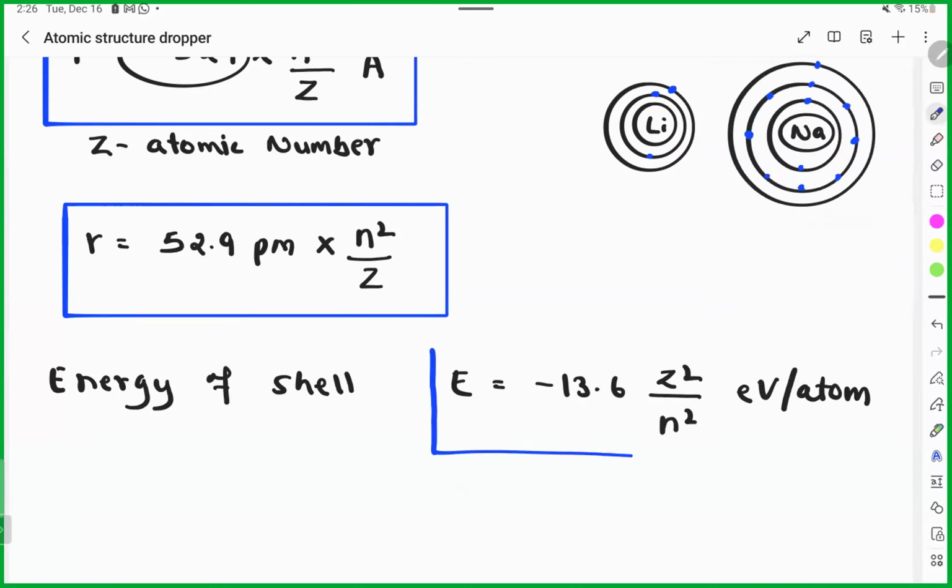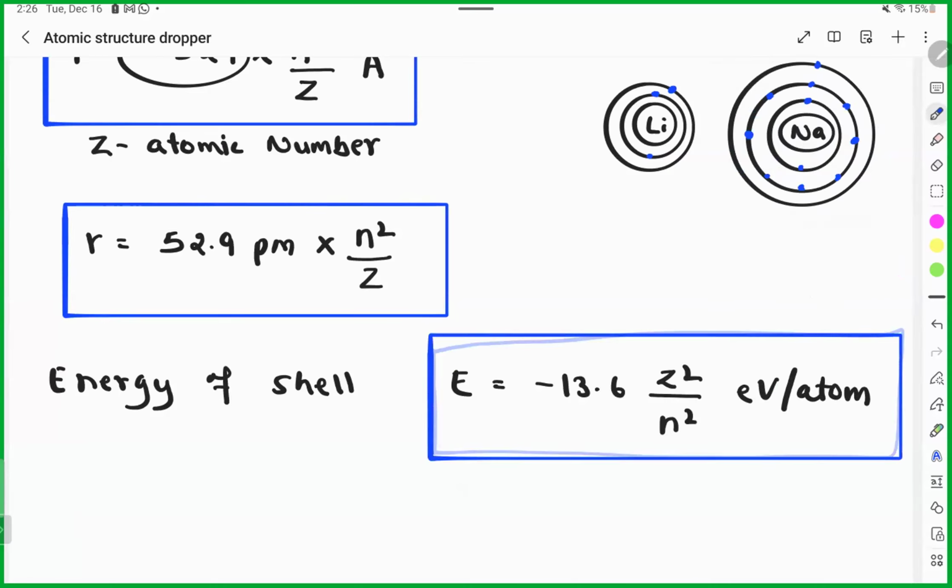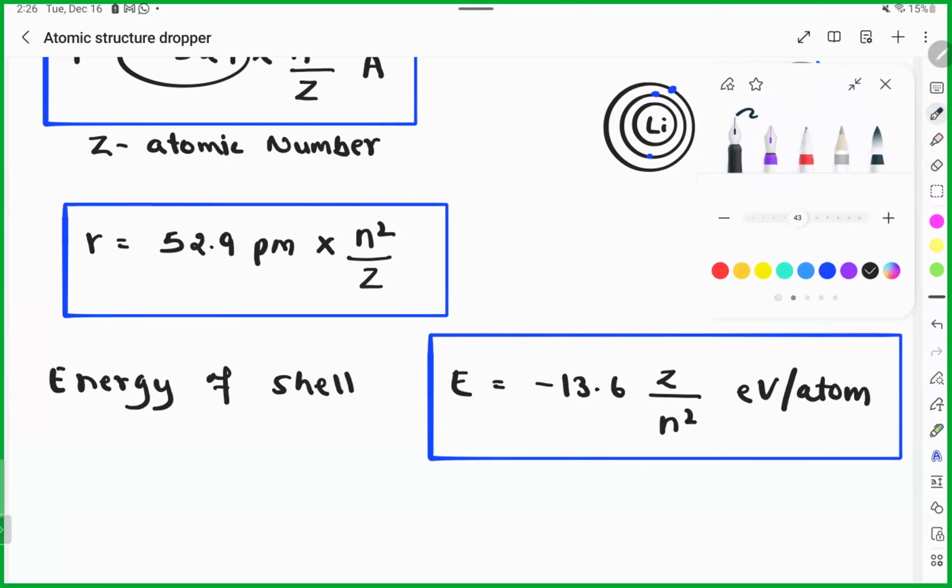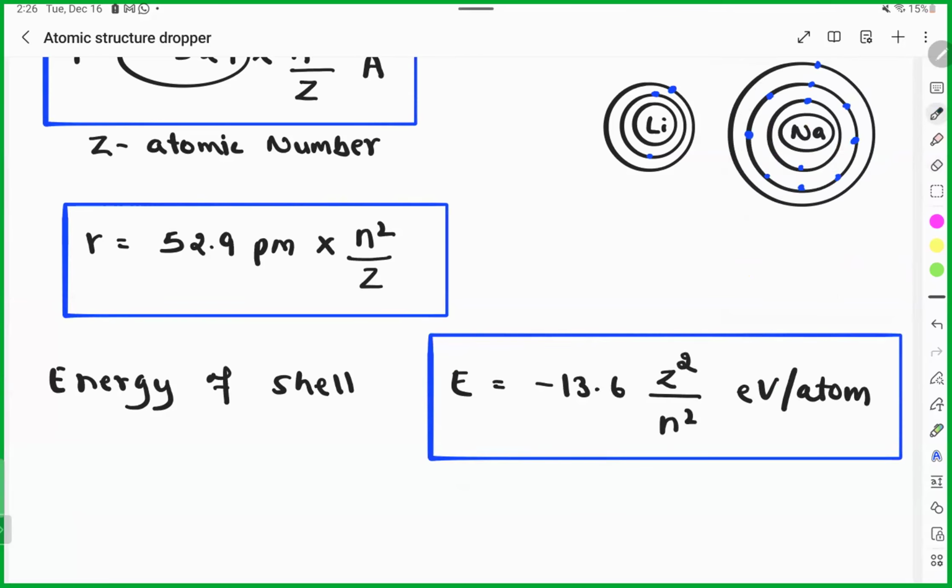Trust me, if you forget the number it is okay, but if you forget the unit, you will make it messy. Most people make mistakes in the unit only. They don't make mistakes in the number. They remember the number. What does it mean? If Z value is more, attraction will be more, and energy will be less.